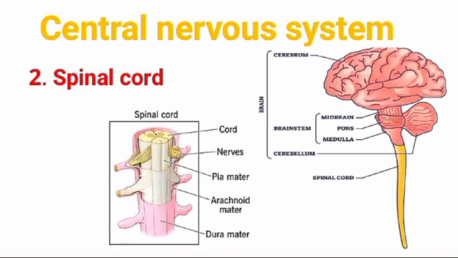So the second part of the central nervous system is the spinal cord. Basically, the spinal cord is a long tubular structure that runs from the base of the brain down the vertebral column. It serves as the main pathway for transmitting sensory information from the body to the brain and motor signals from the brain to the body. The spinal cord is protected by the vertebrae of the spine and by cerebrospinal fluid.